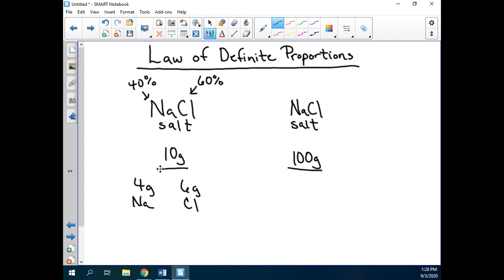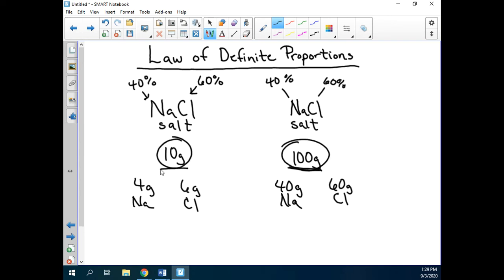With our other sample, again, if I know that this one is 40, and I know this one's 60, that doesn't change if I have more salt. If I have 100, I would go the same percentage: 40 grams of Na would be made up of that sample of salt, and 60 grams of chlorine would be in that sample of salt. So law of definite proportions means that those percentages don't change, even if you have different amounts of the sample.